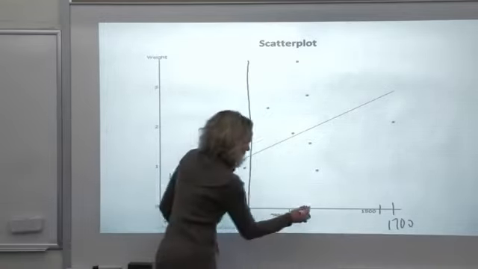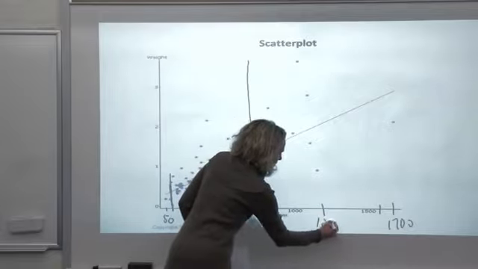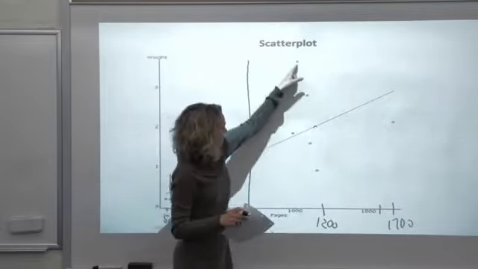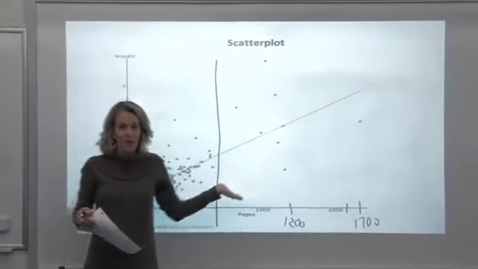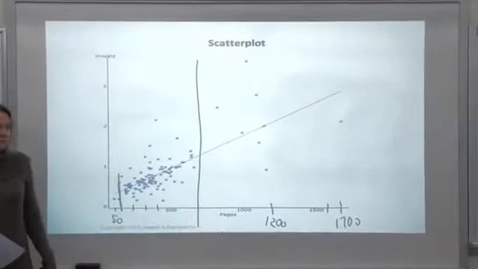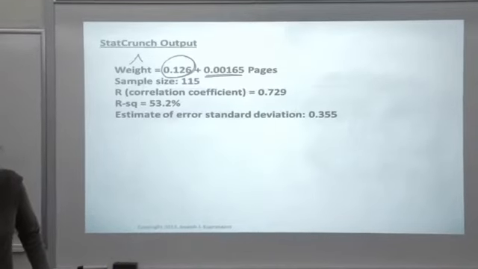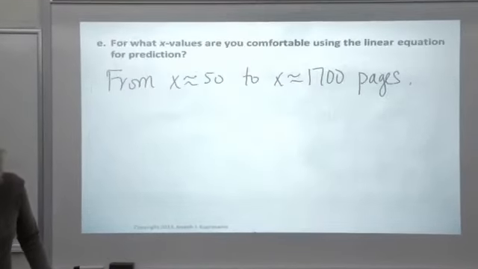So if you had a textbook with 1,200 pages and you went to predict, we can see where it's going to predict, but you can also see that the points really vary from the line for those larger books. Yep. Good talking point. All right, what else do we got?